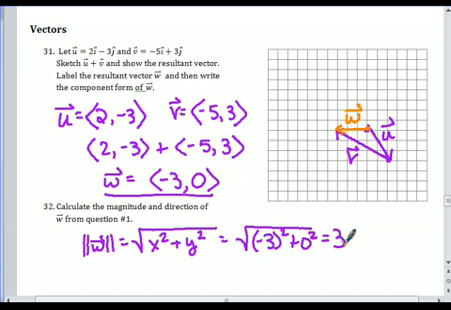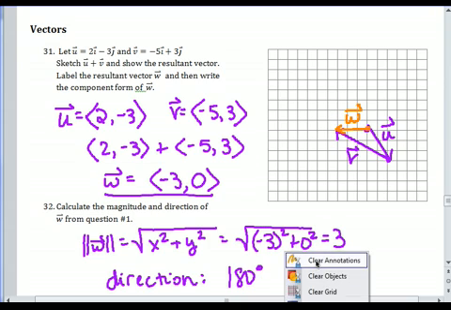Now for direction, we do have a formula there, but since it's just a horizontal line, hopefully we can just look at this and tell that the direction of this vector is 180 degrees because it is moving in the negative x direction, which is 180 degrees. Let's move on to the next vector question.